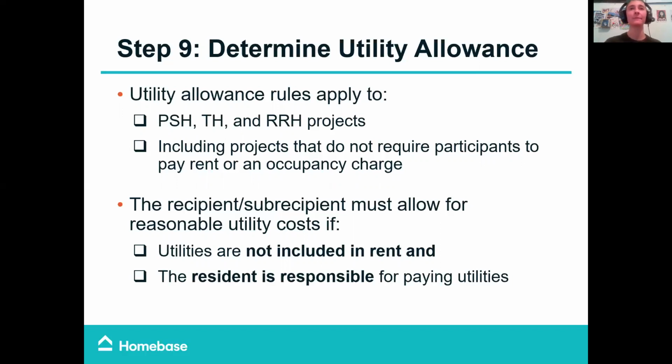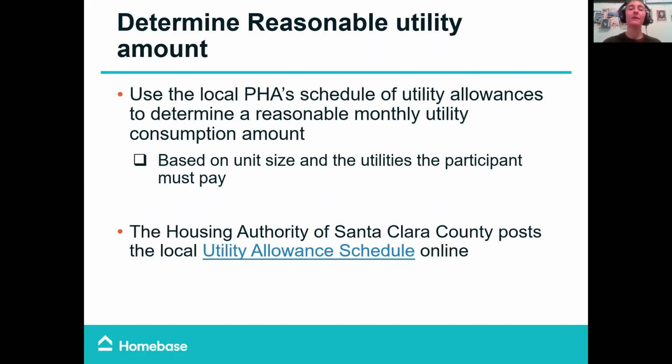Next slide, please. In order to determine the reasonable utility allowance amount, you're going to use the Public Housing Authority's Schedule of Utility Allowances. I've linked that on this slide. This is going to be based on the unit size and then what type of utilities specifically the participant is responsible for paying outside of their rent. You're going to identify those utilities, you're going to find them on the utility allowance schedule, and that's going to give you the amount, the reasonable utility amount for your client. Next slide, please.